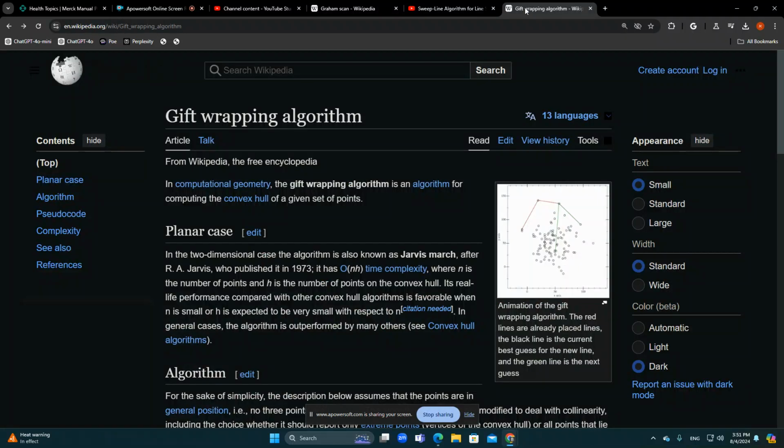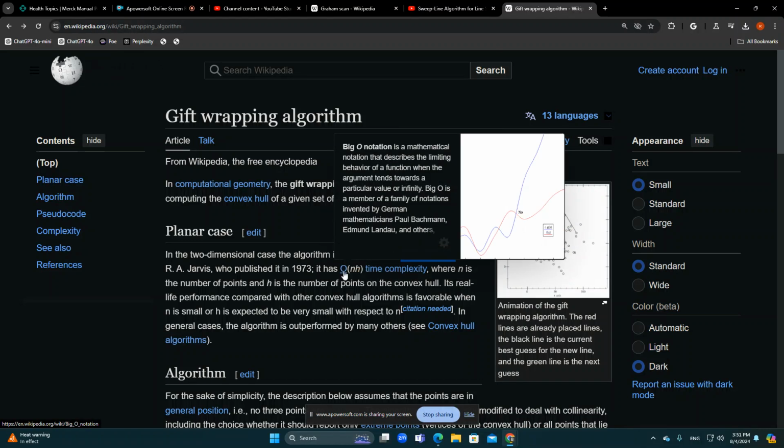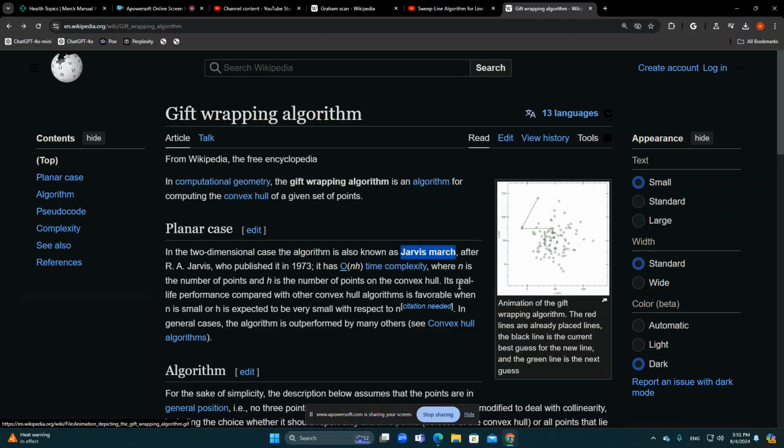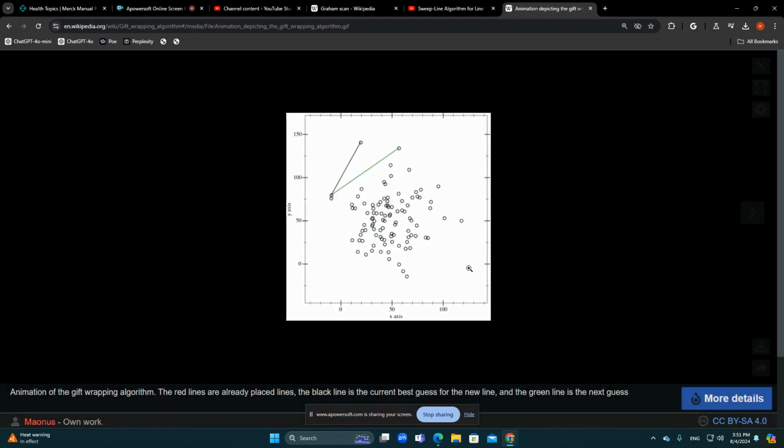So the idea now is to talk about the gift wrapping algorithm, also known in the two-dimensional plane as the Jarvis march, which is an algorithm to calculate and identify the convex hull of a set of points. The running time complexity is O of nh, where n is the number of points and h is the number of points on the boundary of the convex hull. You can see here the idea of the algorithm.